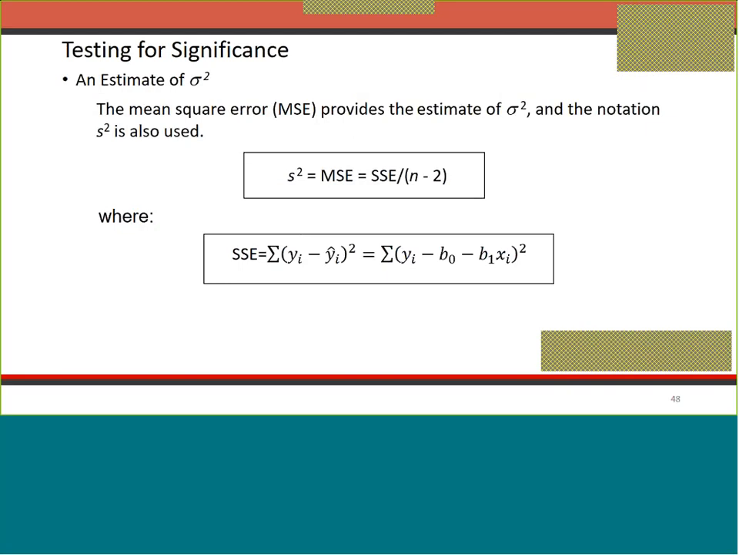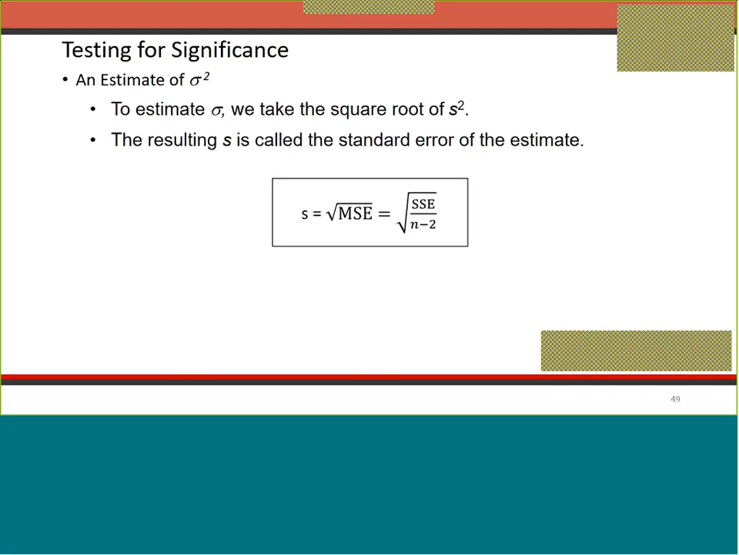MSE means the sum of squares of errors divided by the degrees of freedom. SSE, as I told you just now, is the sum of squared deviations, where deviation means yi minus yi hat. That is what we just calculated. The estimate of sigma is the square root of MSE, that is, the square root of SSE by n minus 2. Why 2? Because we have two unknowns, b0 and b1.